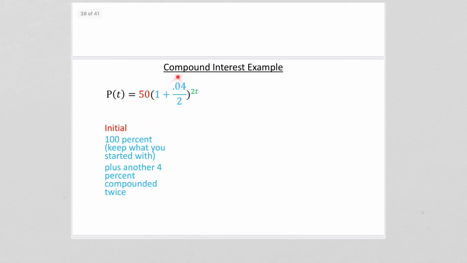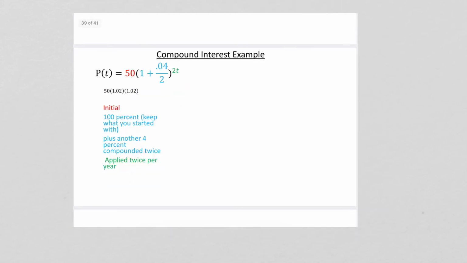And then I'm going to gain 4% interest, but we're going to compound that twice. So I'm going to do 4% interest, but I'm going to divide that interest by 2, and then I have to apply it twice per year since I'm compounding it twice. Okay, so this is our example. We have our initial amount, we have our 100% plus however much we're gaining, divided by however many times we're compounding it, raised to the 2t.